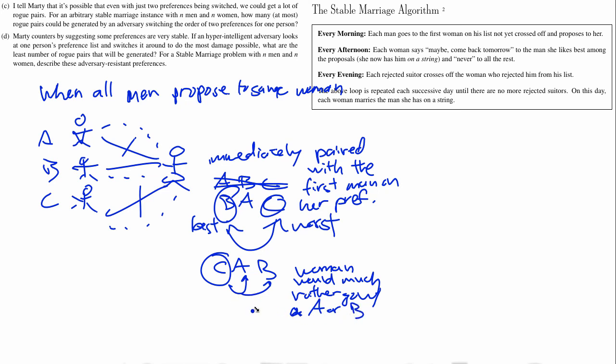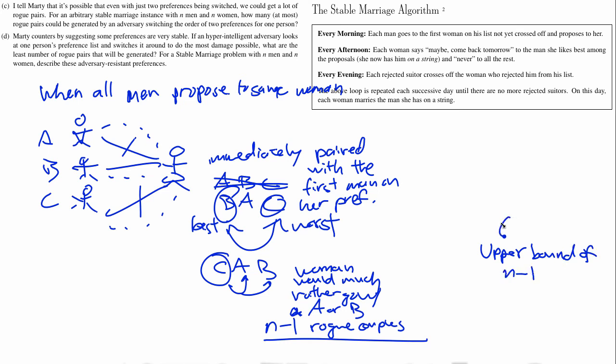So the women will form root couples. And how many of them? The same as last time when we proved this for the men: n-1 root couples that are not her last preference, right? And so therefore, for any arbitrary stable marriage problem, an upper bound of n-1 overall root couples can be generated.